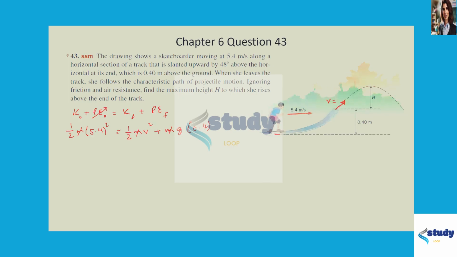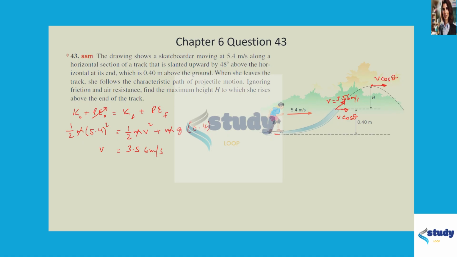And when you solve this equation for v, we get v is equal to 3.56 meters per second. Now beyond this point, the motion of the particle is going to be projectile. And in projectile motion, we remember that the horizontal component of velocity, which is v cosine of theta, remains the same. So at the highest point, the velocity would be v cosine of theta.